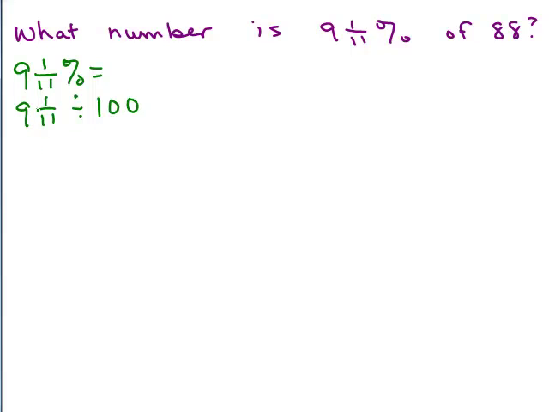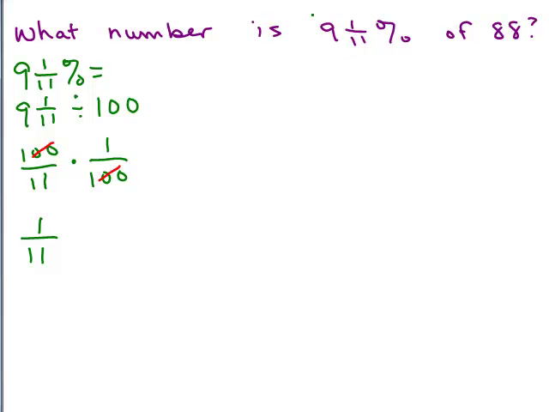So how do I do a mixed number divided by 100? I first need to change that mixed number to an improper fraction. So 11 times 9 plus 1 is 100 over 11. And how do I deal with this divide by 100? That's the same thing as multiply by the reciprocal, which is 1 over 100. Well, this is nice and convenient. The hundreds cancel, right? So my answer ends up being 1/11. Now, all I've done here is rewrite 9 1/11% as a reduced fraction. And that's what I'm going to do to finish the problem here.